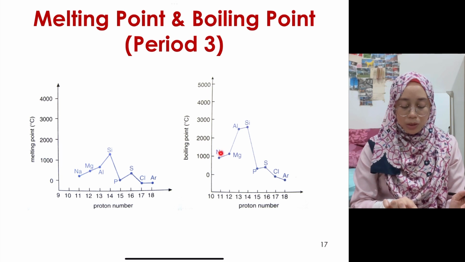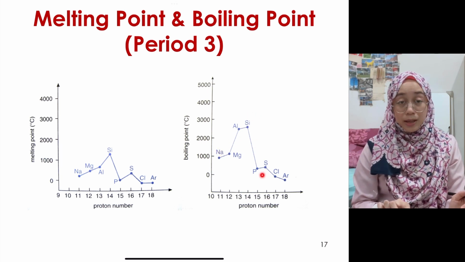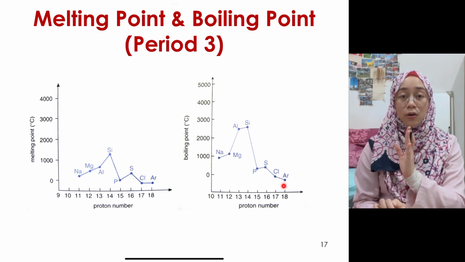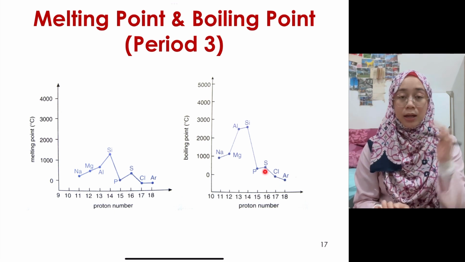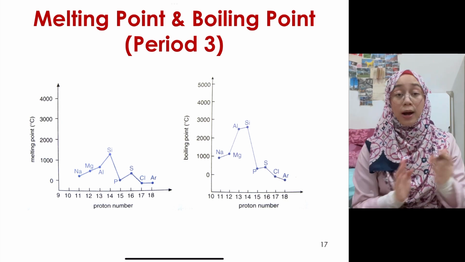Dekat boiling point pun sama juga, kita nampak dia increase sampai silicon. Tapi lepas tu dia drop. Okay, bila masuk dekat yang phosphorus sampai argon, the last four elements yang dalam period 3, we can see that the boiling point, melting point semua menurun. Okay, so why? Kenapa sebenarnya?